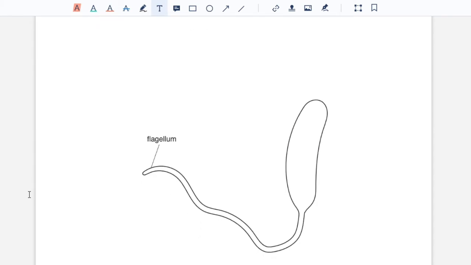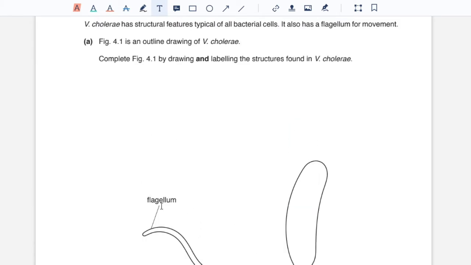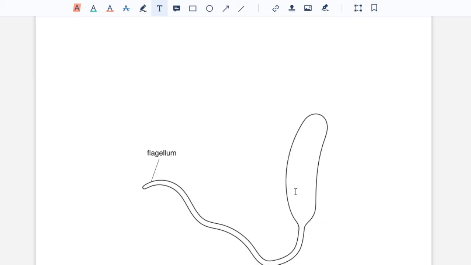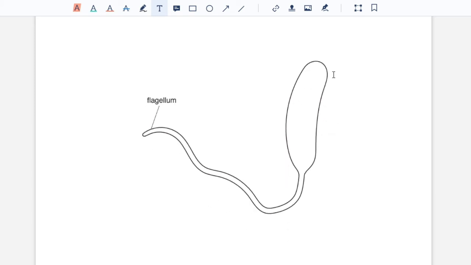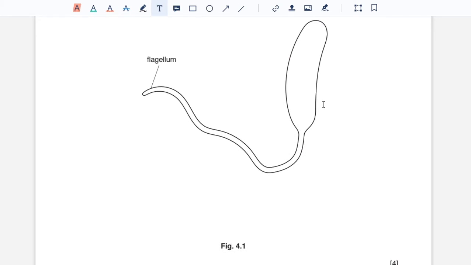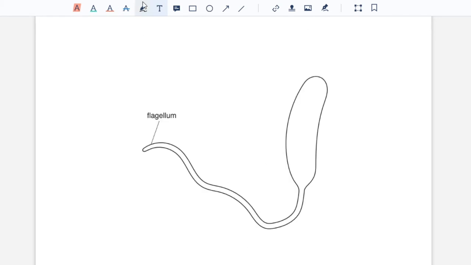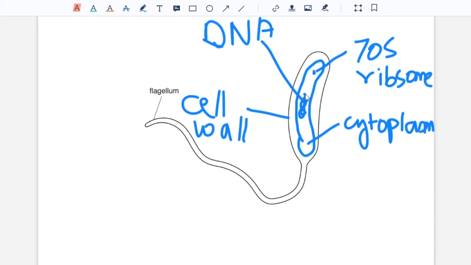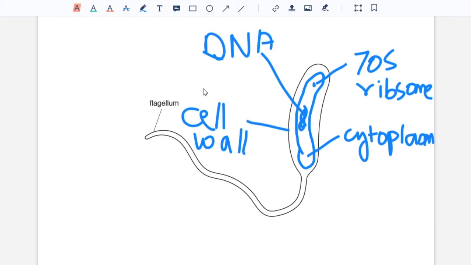So you're supposed to be drawing structures that are typical of a bacterial cell. You could draw a plasmid, a cell wall, 70S ribosomes, and cytoplasm. And because this question is worth 4 marks, 4 labels would be all you need. Here I've drawn a length of DNA which is not associated with proteins or inside a nucleus.